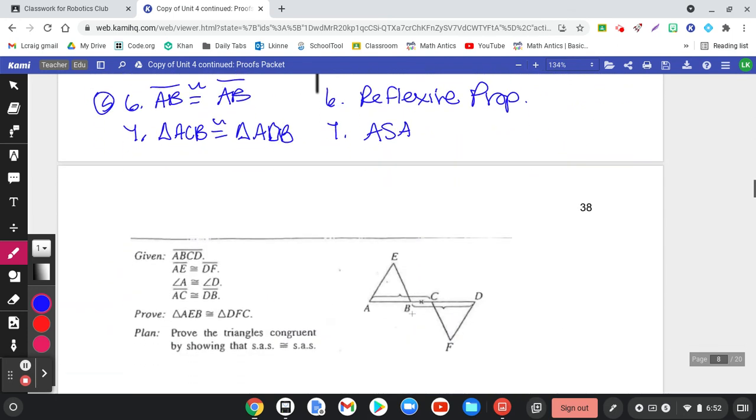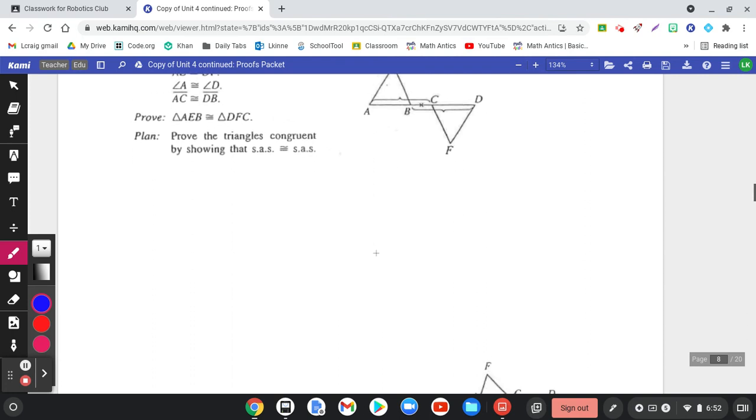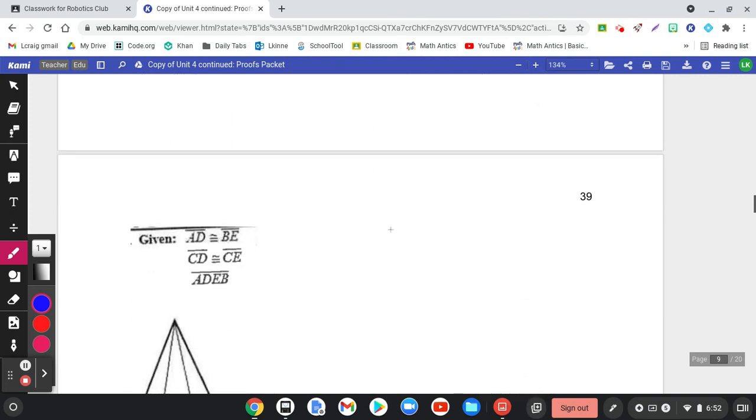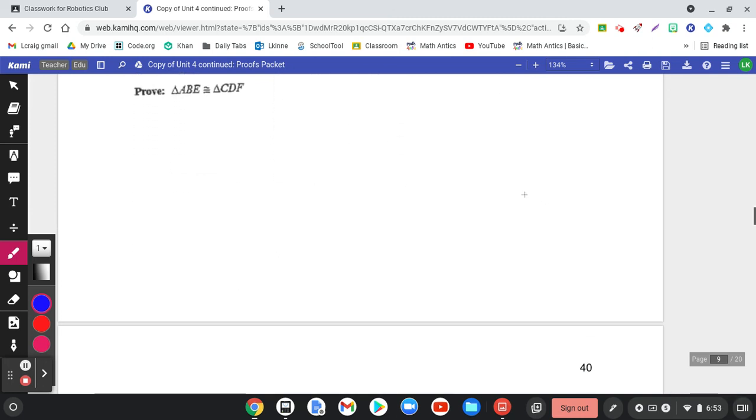All right, so we'll stop there. And like I said, in class, we're going to be practicing pages 38 and 39. So if you want to give those a try now and get them set up, not a bad idea.